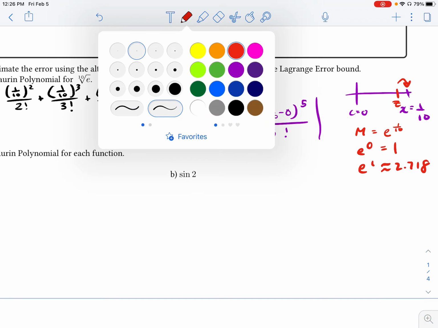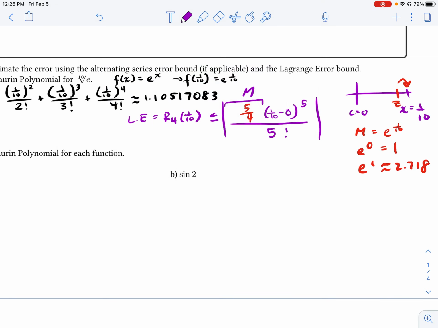So using that value for m, I did not stress about what the actual value of z was. I wasn't trying to get it as close to 1 over 10 as possible. I was trying to create an overestimate for what the highest order derivative value at 1/10 would be for this function e to the x. And I just used 5 over 4.